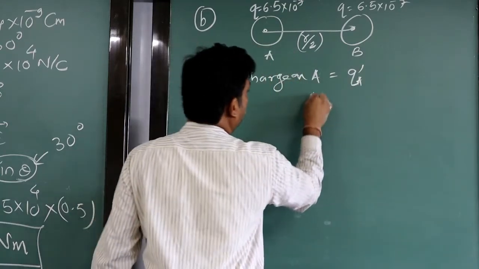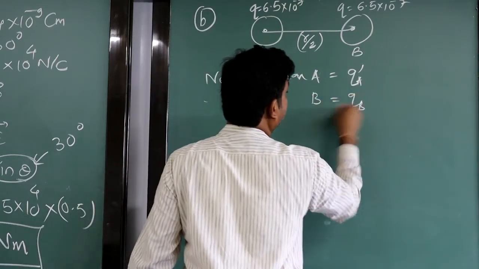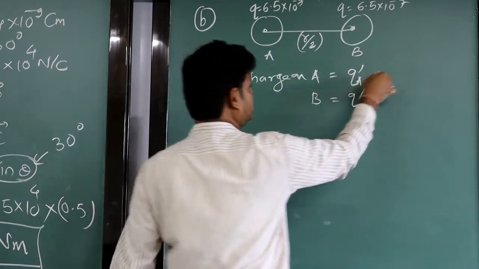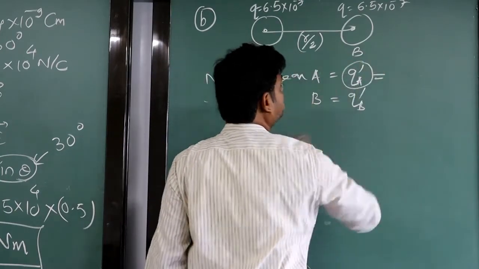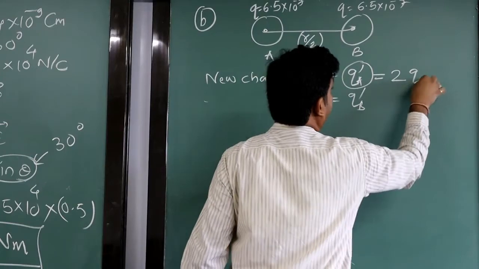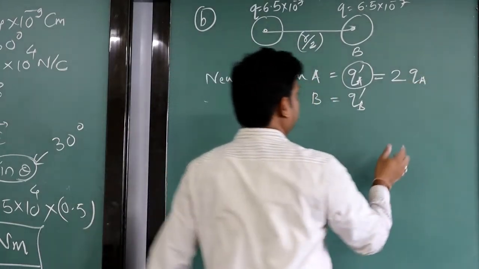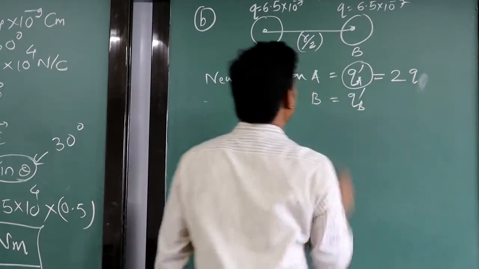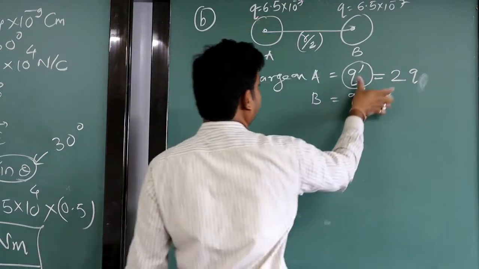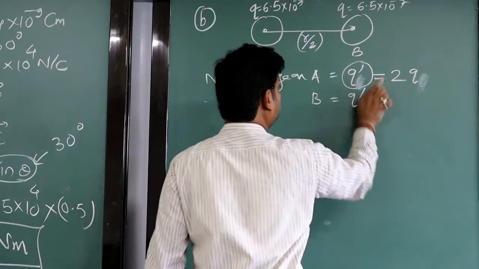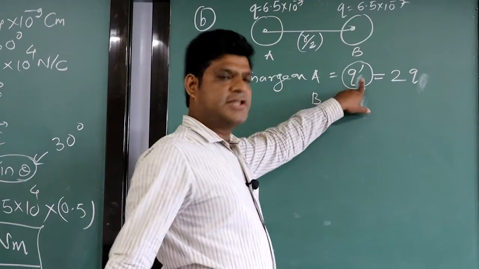Similarly, the new charge on B will be QB dash. What is QA dash equal to? 2 times the QA, we can also write 2 times the Q. It is the Q only. Suppose the new charge is Q dash.